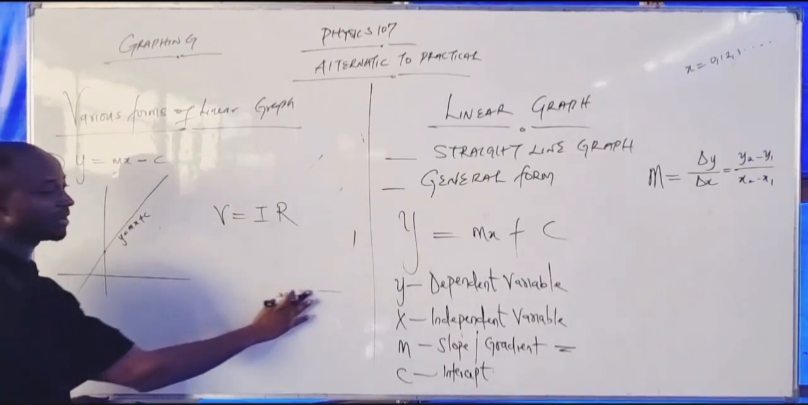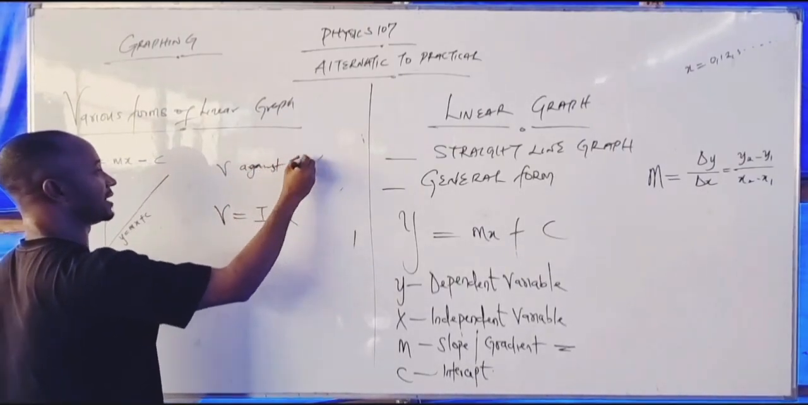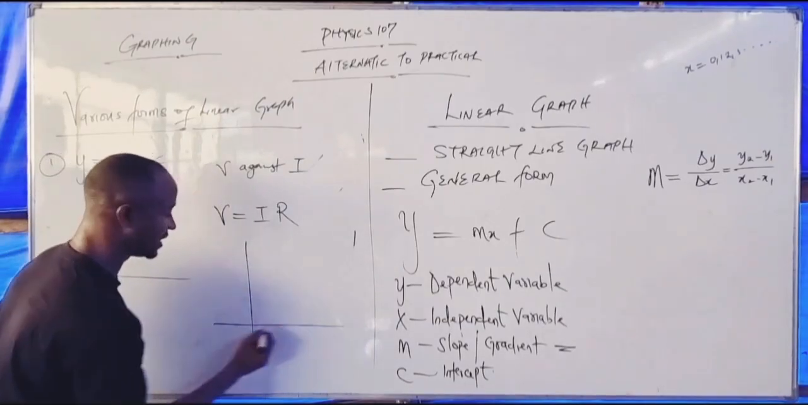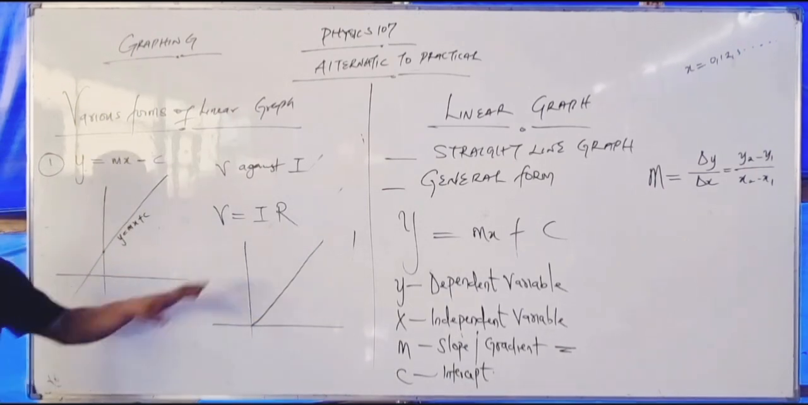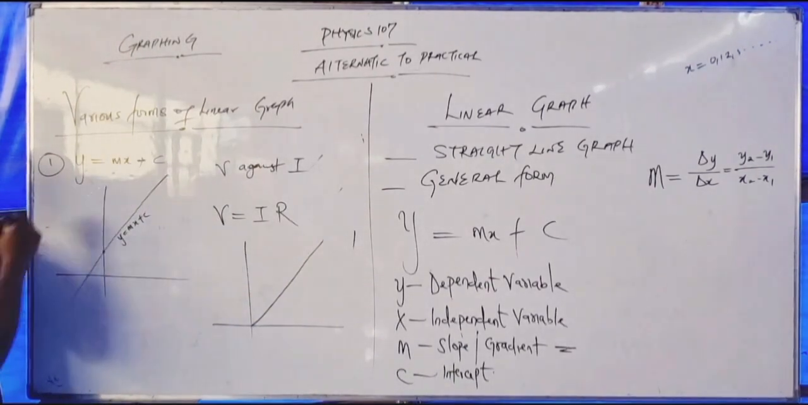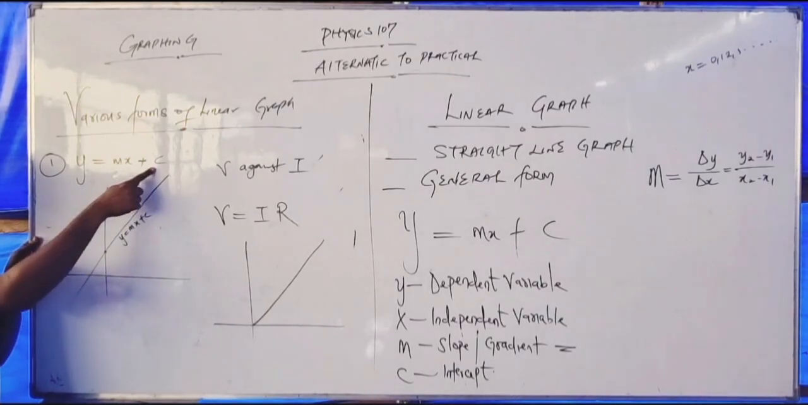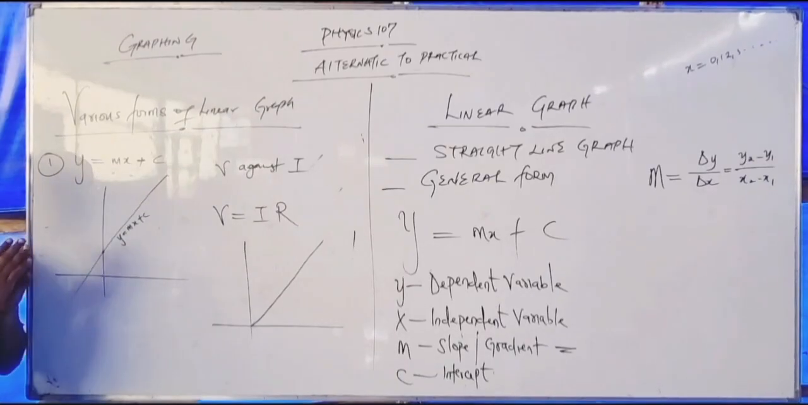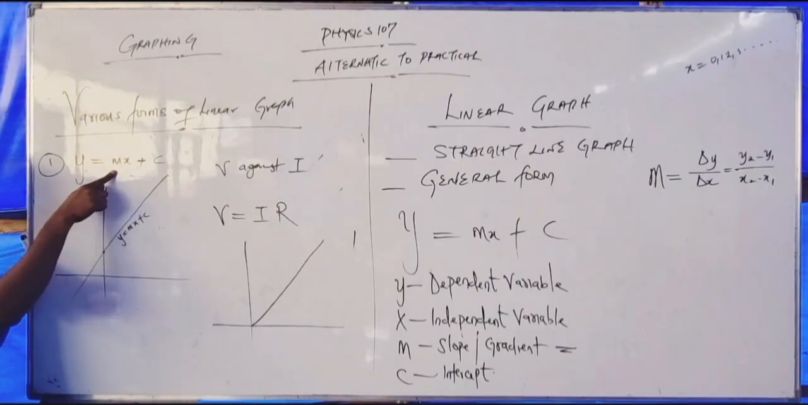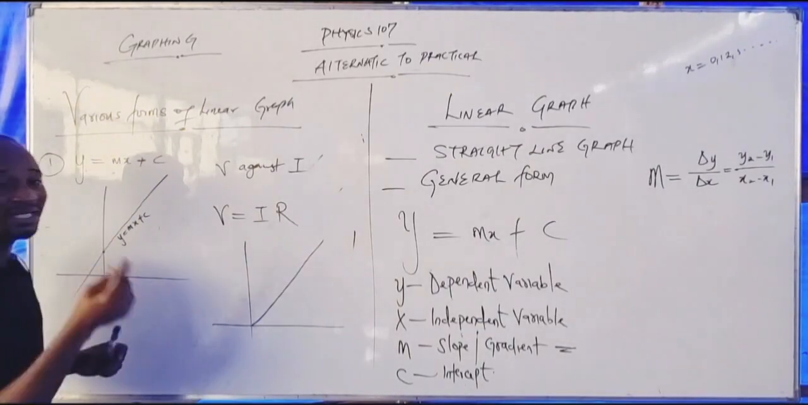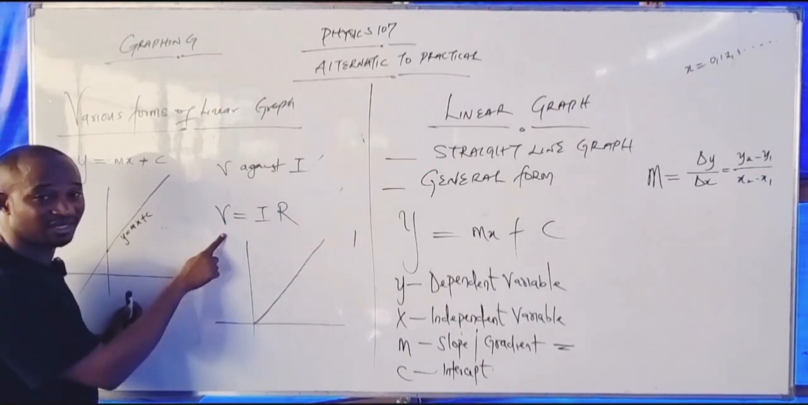Now, you might have to plot a graph of V against I. This kind of graph will be a straight line graph starting from the origin. You know why? When you compare this with y equals mx plus c, a graph of y against x, what's our m here? Slope. What's our c? Intercept. Any value attached to the independent variable is called the slope. So what is our independent variable here? In a graph of V against I, I becomes independent and V becomes dependent.